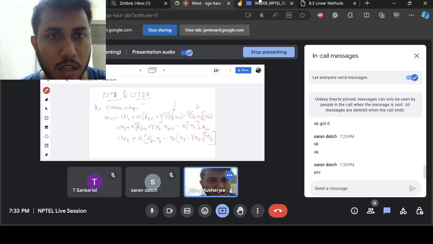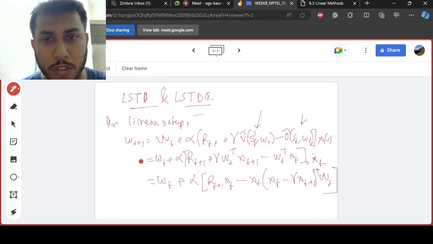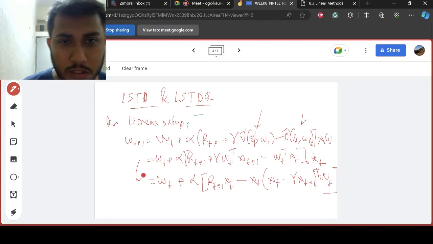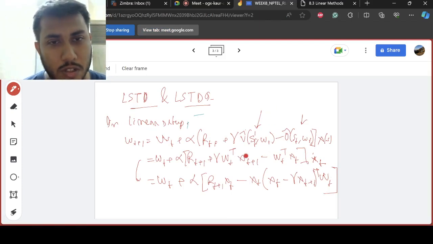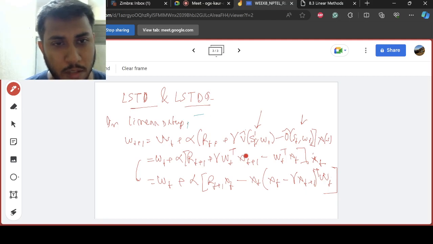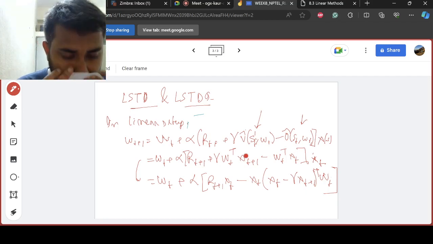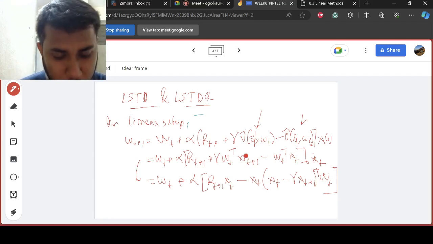So if you have confusions about how I got from this to this, it is basically just multiplying it here and working the stuff out. Nothing more, nothing fancy. It's just simple linear algebra. If you follow the equation, it is the same.